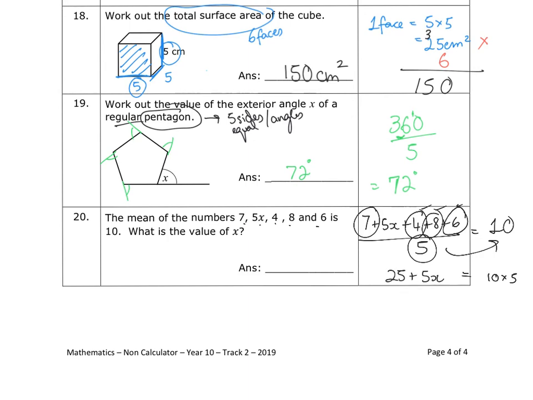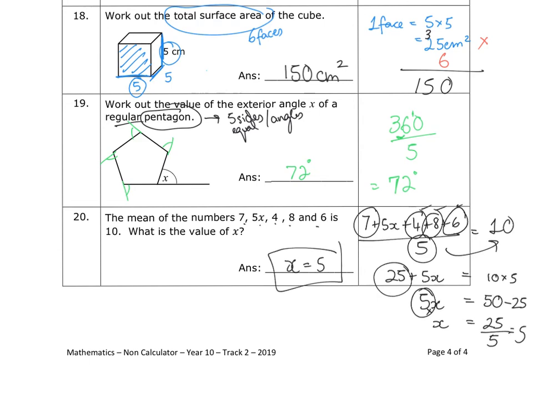We continue making x the subject. x remains on its own. 10 times 5 was 50. 25 goes to the other side, negative 25. And then we have 5 times something. So instead of multiplying, we're going to divide on the other side, and x is 5. That is the final answer.